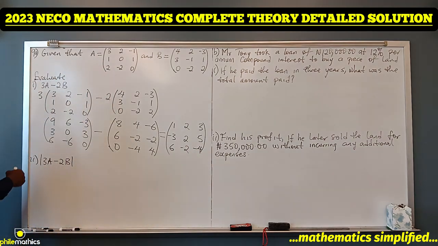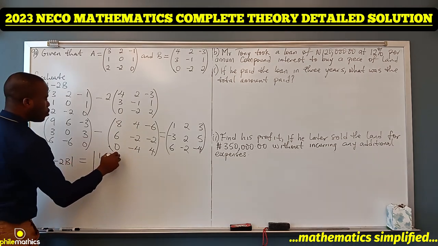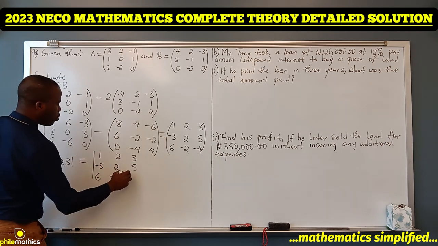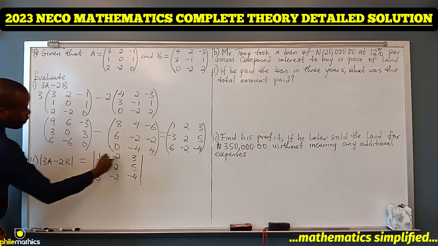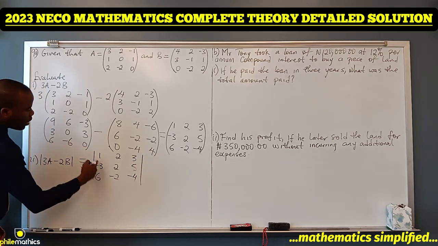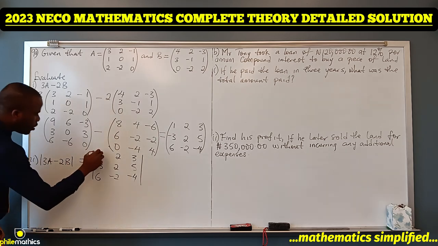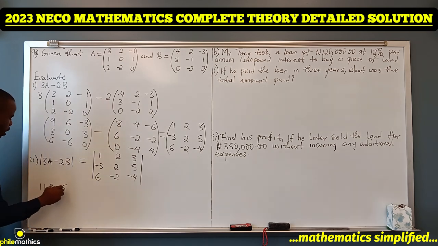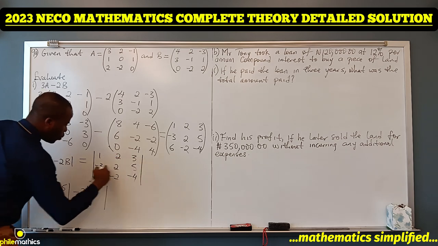The second problem says we should find the determinant of this matrix. So this is the determinant of 1, 2, 3, minus 3, 2, 5, 6, minus 2, minus 4. For the determinant of this matrix, as usual, the first row entries multiply the corresponding submatrix. So 1 multiplies, if you delete this row and this column, the determinant of the remaining matrix, 2, 5, minus 2, minus 4. Then minus 2: if we delete this row and this column, we take the determinant of the remaining matrix.